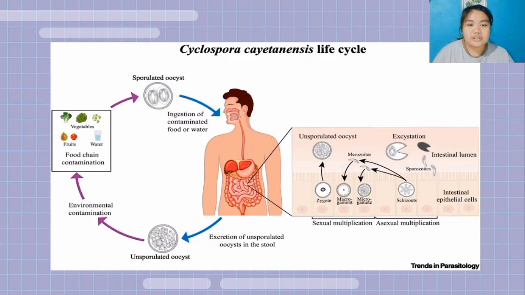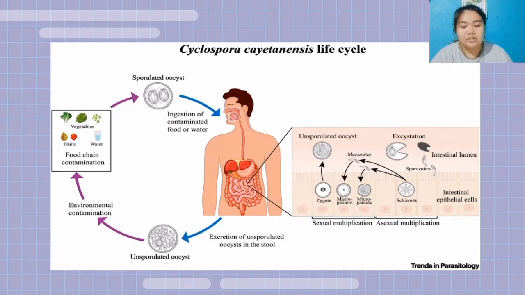So this picture shows the life cycle of C. cayetanensis. Once in the gastrointestinal tract, parasites are released from the oocysts and infect the epithelial cells of the small intestine, as you can see here in the picture. Within epithelial cells, parasites undergo asexual and sexual reproduction to form new oocysts. When passed in stool, the excreted unsporulated oocysts are still not infectious. It takes 10 to 12 days for the oocysts to mature, so they sporulate in the environment prior to becoming infectious.